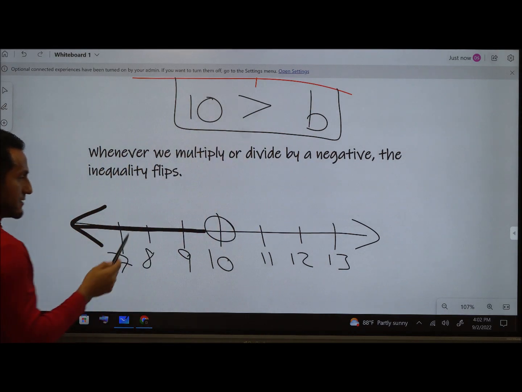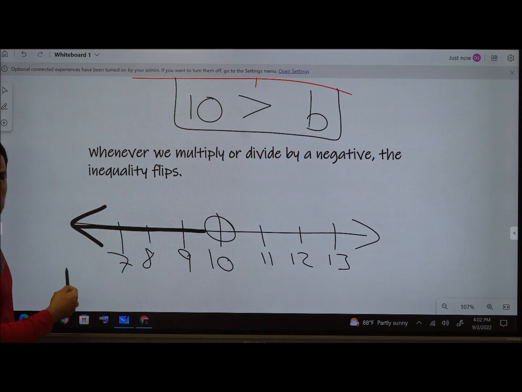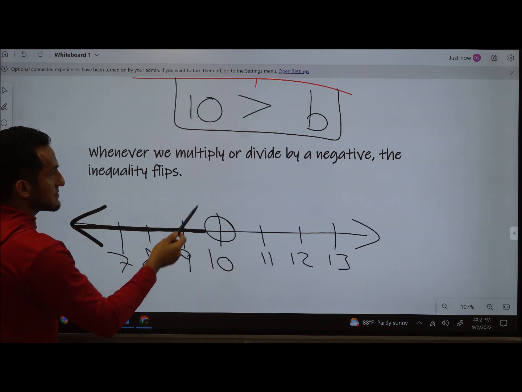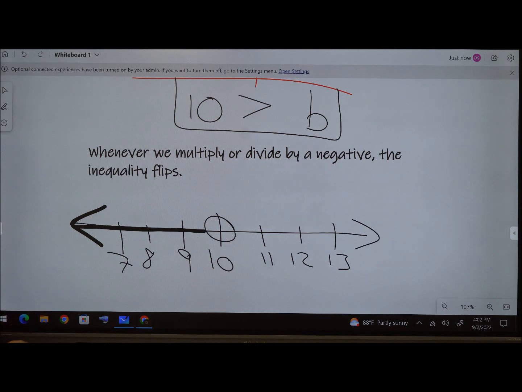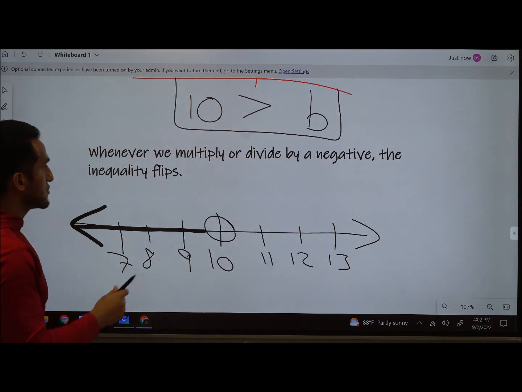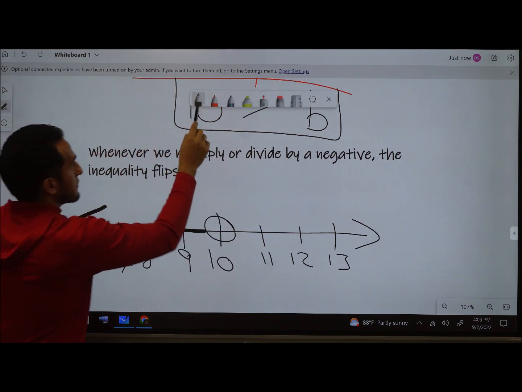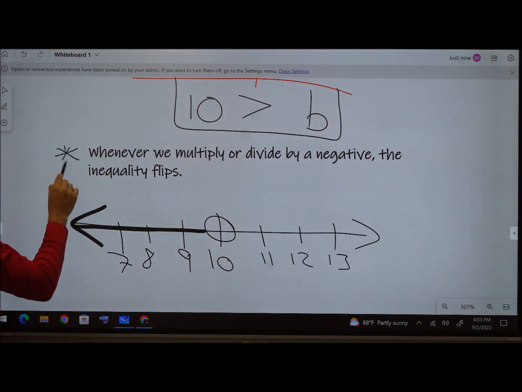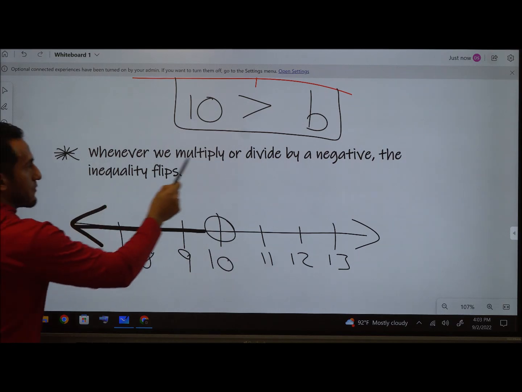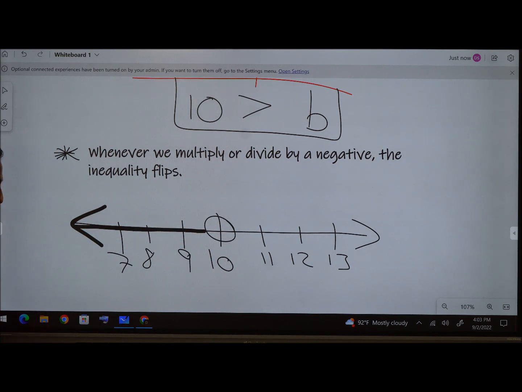B is less than 10. So any one of these numbers works for our answers. 9 is less than 10, so 10 is greater than 9. 10 is greater than 8, 10 is greater than 7. Okay. So just know this, guys. This is the important rule here. We decided to include a little note, put a little asterisk here. Whenever we multiply or divide by a negative, the inequality flips.